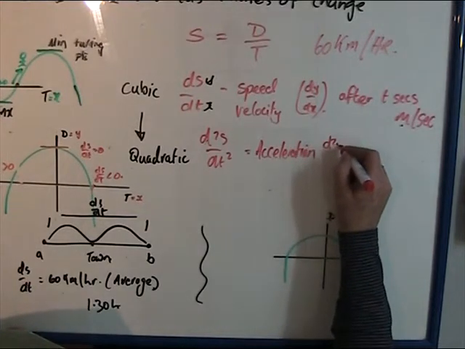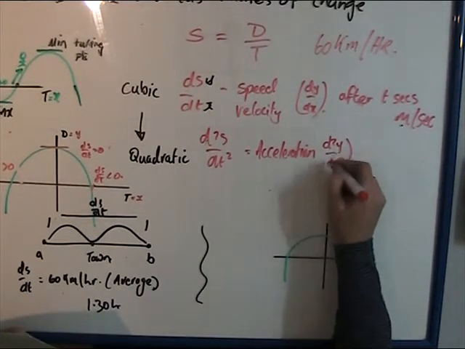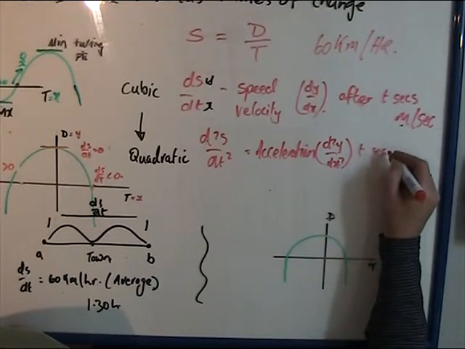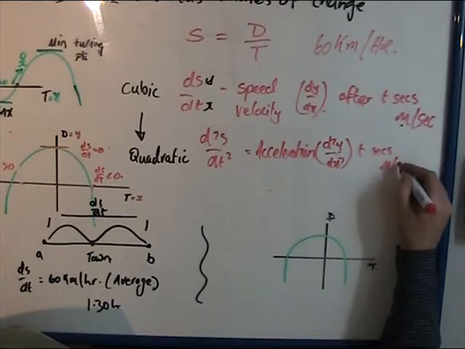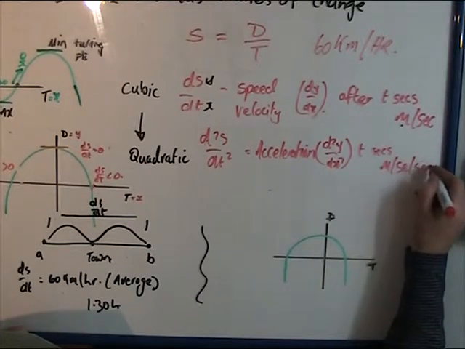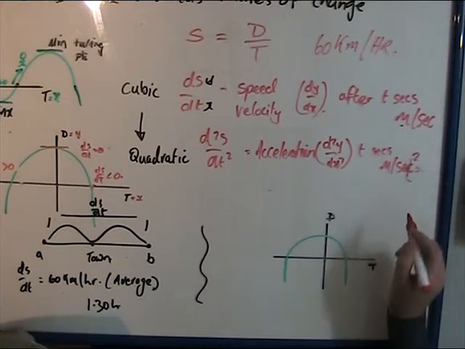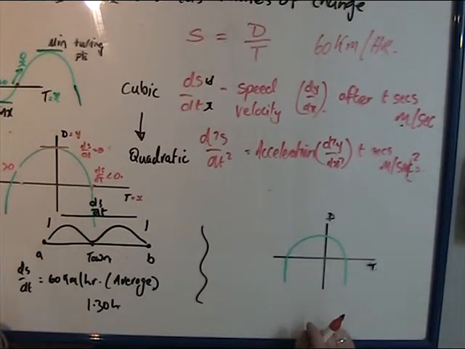Okay, it's the same as d squared y over dx squared if you want to look at functions, and it's measured after t seconds. It's measured in meters per second per second. Okay, so in other words, it's meters per second squared. So that's where that comes from, meters per second per second. So you're showing the acceleration and you're showing the de-acceleration.